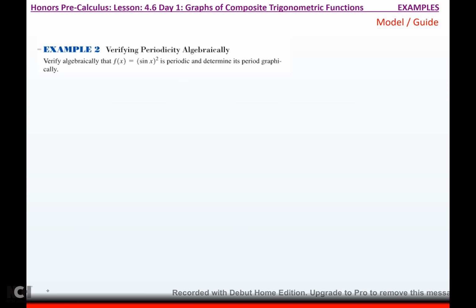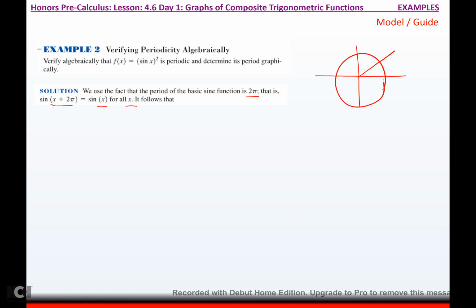All right, so it says verify algebraically that f of x equals sine x squared is periodic and determine its period graphically. So the first thing we do, we use the fact that the period of the basic sine function is 2 pi. That is, sine of x plus 2 pi equals sine of x for all x. Because if I'm somewhere on the unit circle, the sine would be the y coordinate. If I went 2 pi plus x, then I would go around one time and then up to x. I've traveled farther, but I'm in the same position, and my answer for sine would be the exact same.